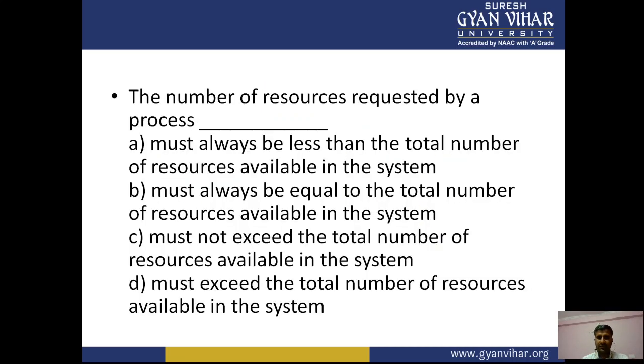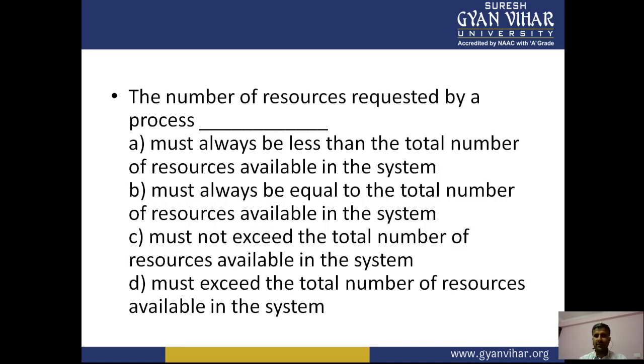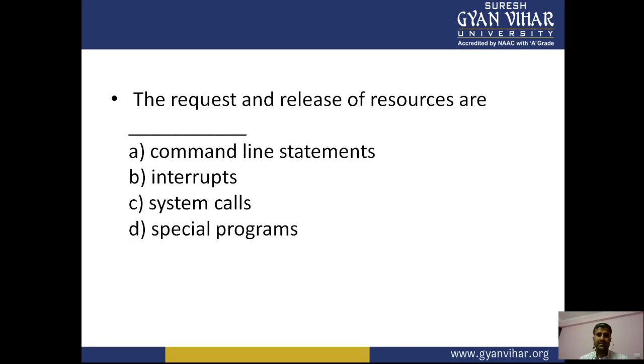There are certain MCQs here. The number of resource requests by the process must always be less than the total number of processes available in the system, must always be equal to the total number of resources available, must not exceed the total number of resources available in the system, or must exceed the total number of resources available in the system. So the right answer is C. The number of resource requests by the process must not exceed the total number of resources available in the system.